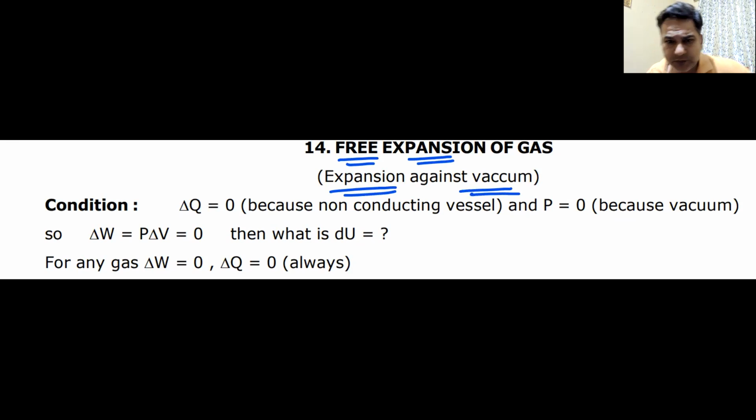What do you mean by expansion against vacuum? If we have a gas in a cylinder, we normally have a piston. This is my bottle, this is a cylinder. In this cylinder, I have a piston. A piston is something which can move up and down or left and right. Now, if on one side of the piston you have vacuum, no air, no gas, and only one side has gas, and you allow that gas to expand, that expansion is known as free expansion or expansion against vacuum. Do we understand this?